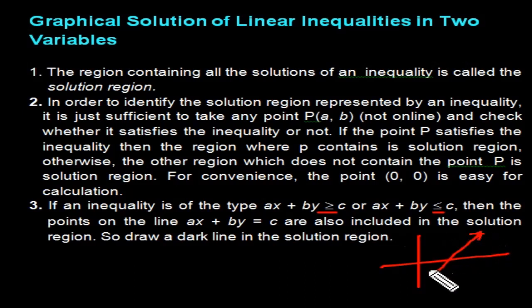When we draw this line, you have to draw a straight line without any dotted lines. It says that the points on this line are also included, because we have the equal sign. So we draw a darker line in the solution region. This is the solution. We make this one a darker line.